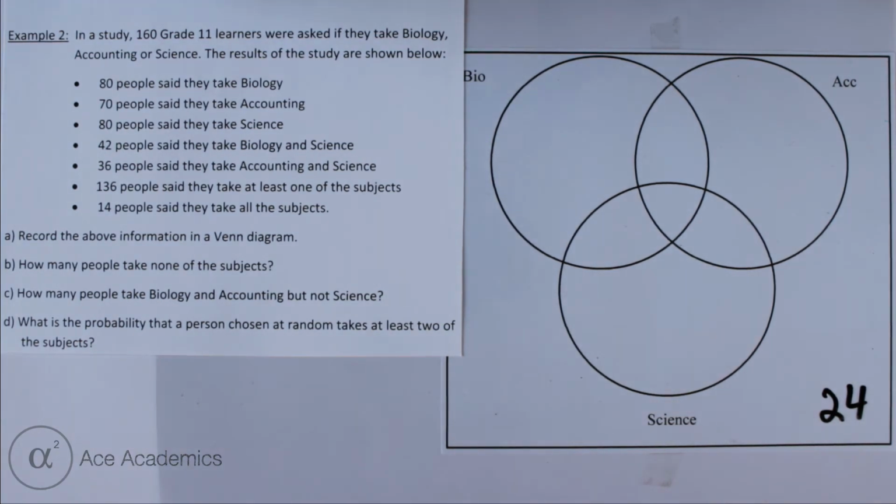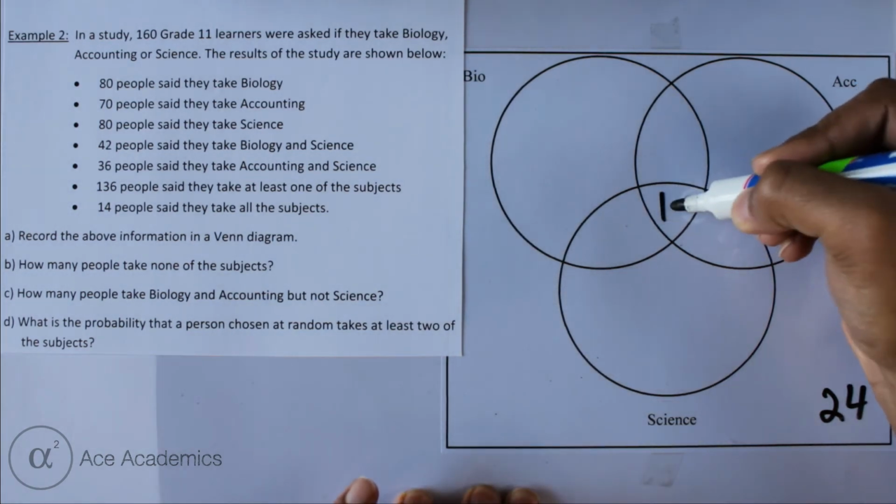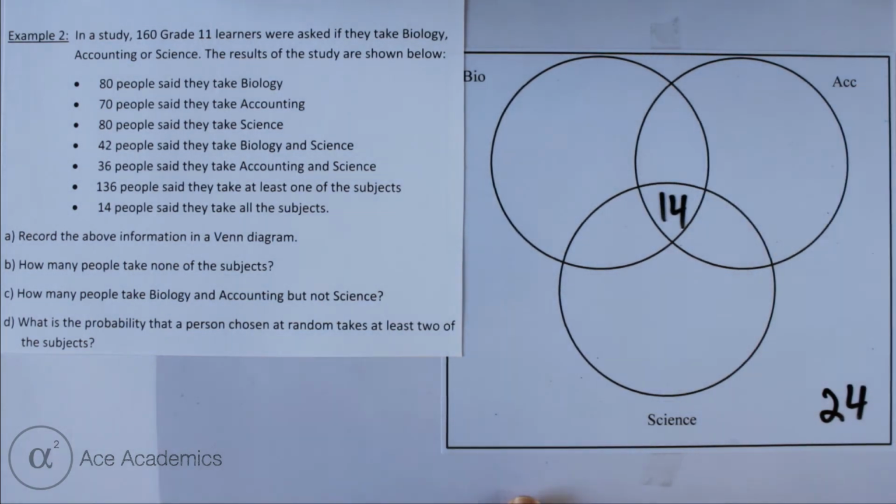The next step is to fill in the amount of people that take all of the subjects into the Venn diagram. And that is the last point. The last point says 14 people said they take all of the subjects. So where all three circles intersect, we simply write a 14 there.